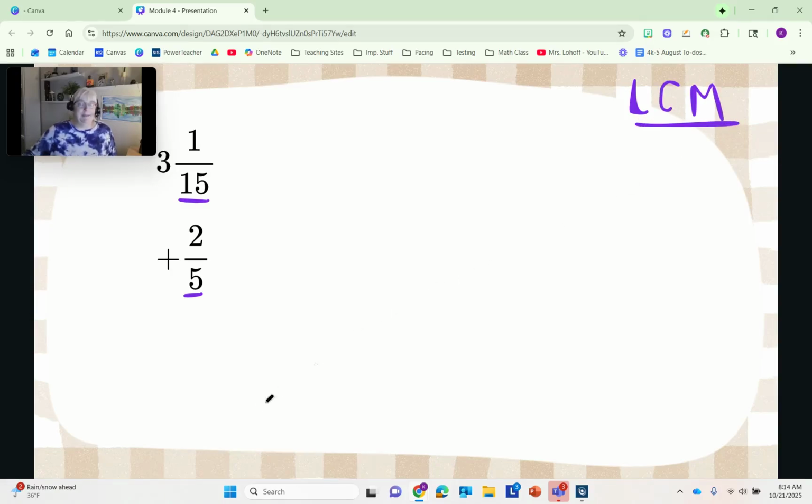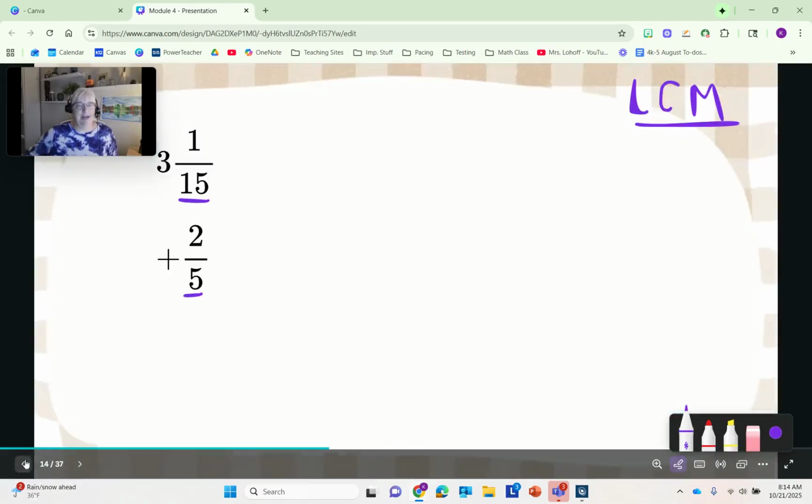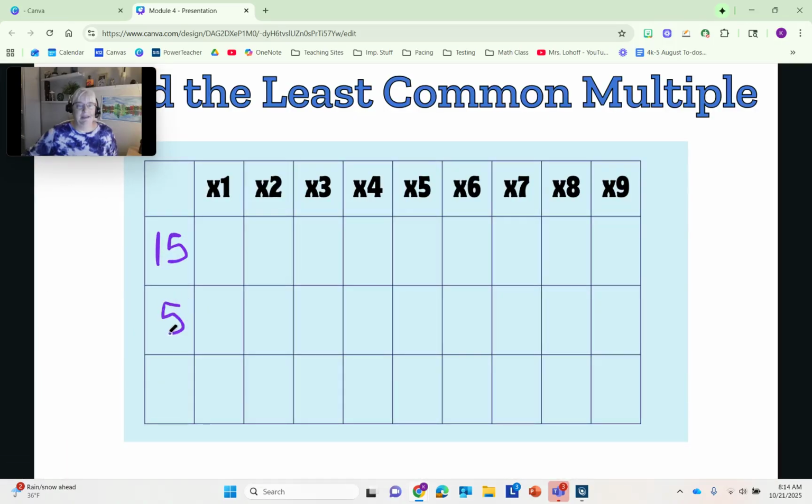Maybe you have one in mind. We'll see if you come up with the same one. Oh, check our denominators. What were they again? 15 and 5. All right, I'm going to put 15 and 5 in the chart.